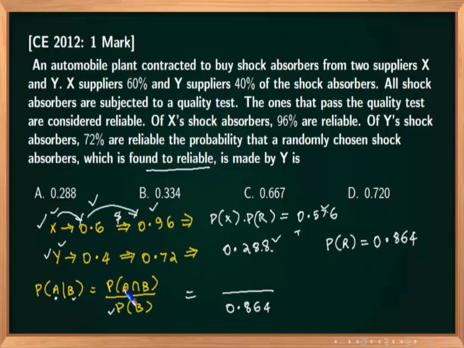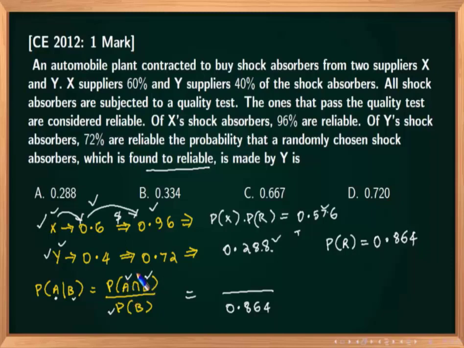So what is P of A intersection B? What is the meaning of A intersection B? A intersection B means A and B have to happen simultaneously, right? The probability of simultaneous occurrence of these two things. So this thing is getting a reliable shock absorber, and this thing is that it is supplied by Y, right?